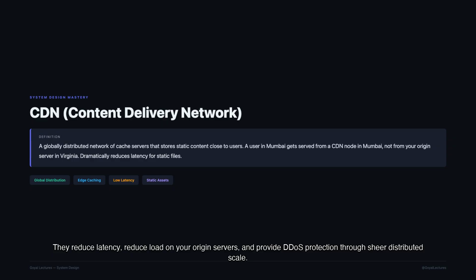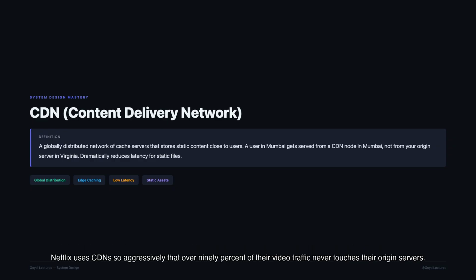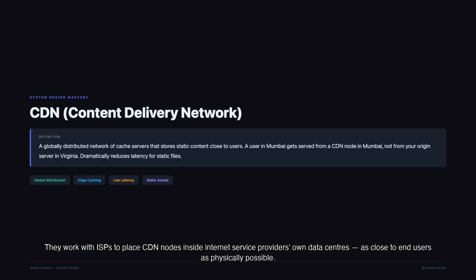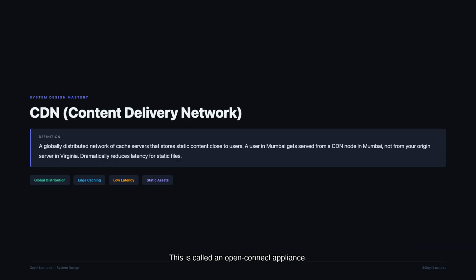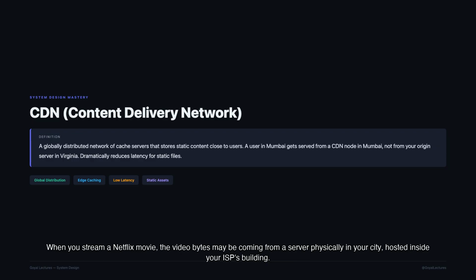Netflix uses CDNs so aggressively that over 90% of their video traffic never touches their origin servers. They work with ISPs to place CDN nodes inside internet service providers' own data centers, as close to end users as physically possible. This is called an Open Connect appliance. When you stream a Netflix movie, the video bytes may be coming from a server physically in your city, hosted inside your ISP's building. The round-trip time is measured in single-digit milliseconds. That is only possible through extreme geographic caching.